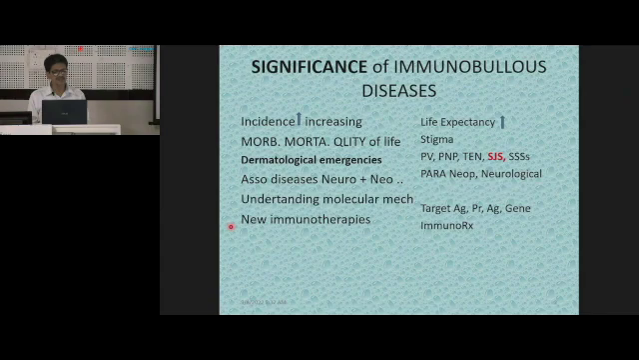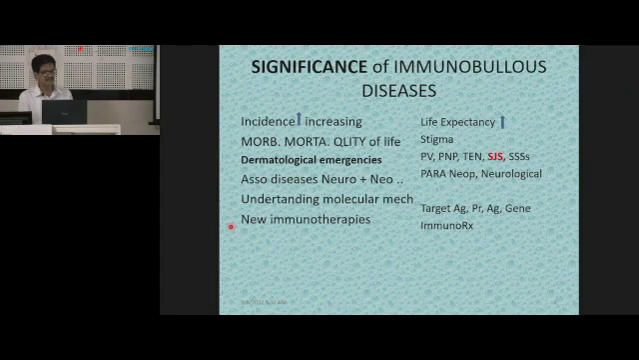The immunobullous diseases are important for us because the incidence is increasing because of increasing life expectancy, and many of these diseases occur in the middle or late age of life. Life expectancy has increased, and therefore we see more and more cases of these conditions. Secondly, they affect the morbidity and mortality plus the quality of life of the patient who suffers from these diseases.